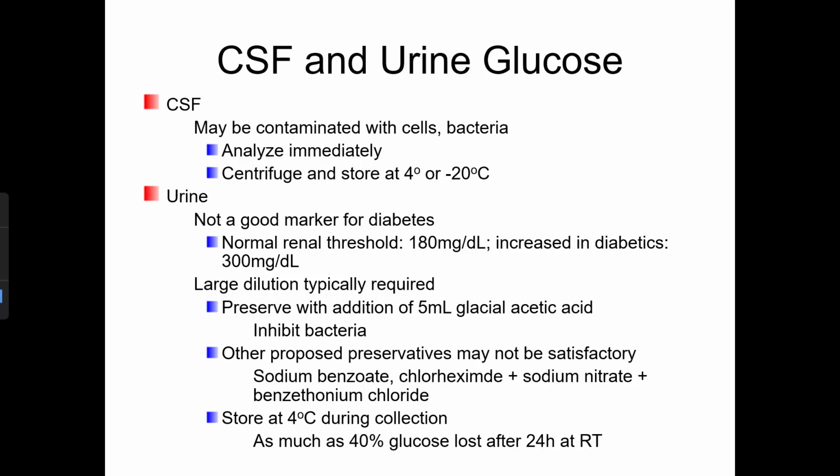Preserve with an addition of 5 mL glacial acetic acid to inhibit the bacteria. Other proposed preservatives may not be satisfactory, so sodium benzoate, chlorhexidine, sodium nitrate, benzethonium chloride, stored at 4 degrees Celsius during collection. As much as 40% of glucose is lost after 24 hours at room temperature.